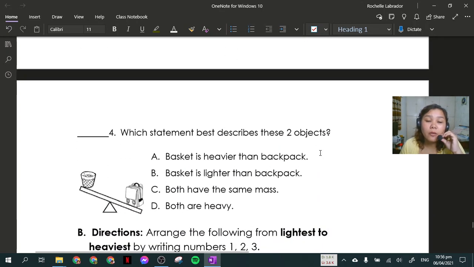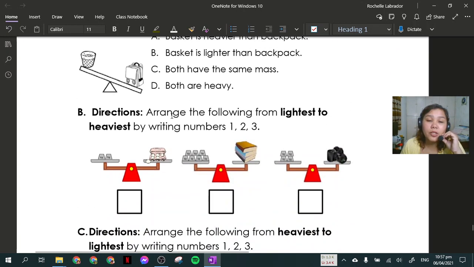Number 4, which statement best describes these two objects? And what are these two objects? A basket and a backpack. A, basket is heavier than backpack. B, basket is lighter than backpack. C, both have the same mass. D, both are heavy.